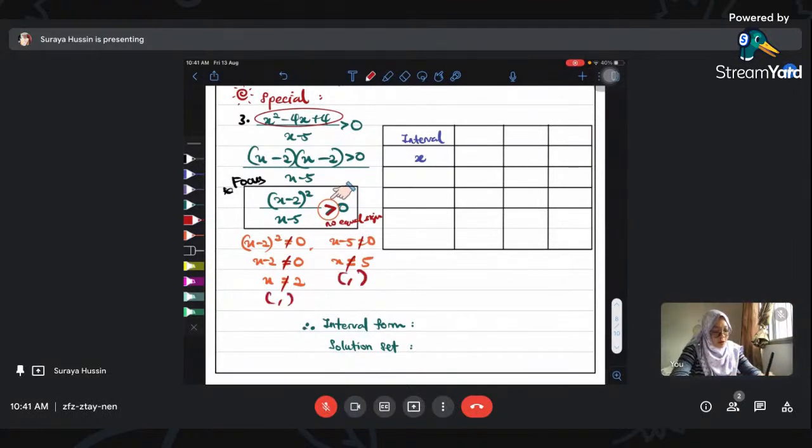Itu adalah cara kamu fokus tau guys. That is how really you are trying to understand what the question wants. You tak akan buat careless langsung bila you buat step yang saya ajar ni. Okay. So now, masukkan nilai 2 dan 5.